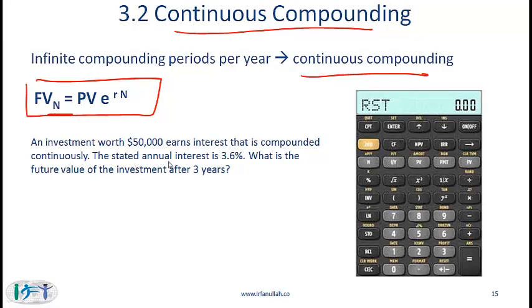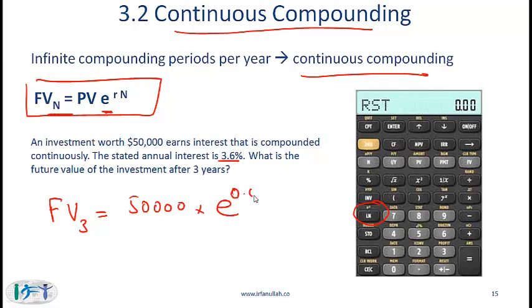An investment worth 50,000 earns interest that is compounded continuously. The stated annual interest rate is 3%. What is the future value of the investment after 3 years? Using the formula, the future value at the end of 3 years is equal to 50,000, which is the present value, multiplied by e, which is right here on your calculator, that is really e to the power of x. So into e to the power of r. R is the stated annual rate expressed as a decimal.